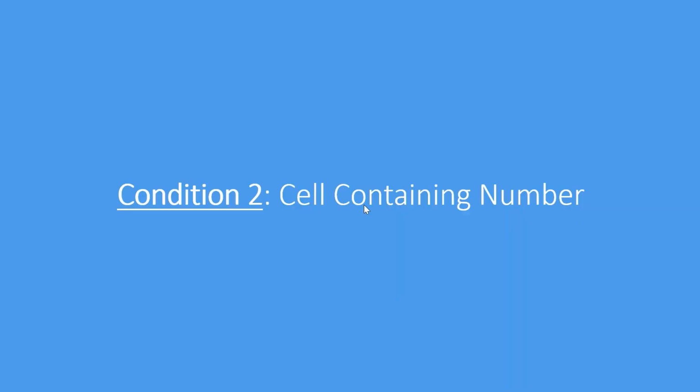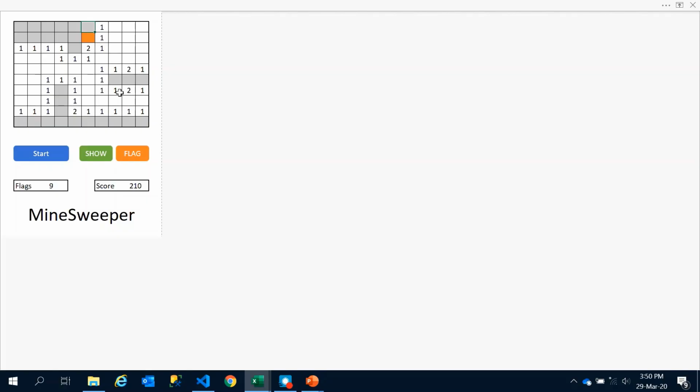Condition 2, cell containing a number. So if we reveal a cell that contains a number in it, it will just show the cell. So how do we do it? We just change the font color to black and the background color to white.